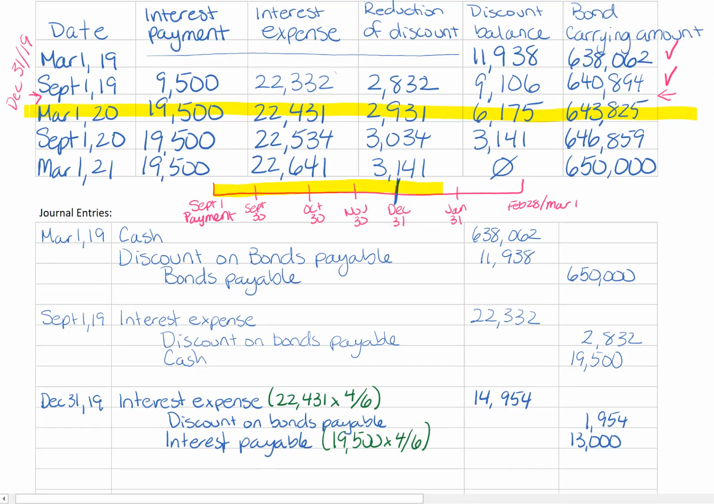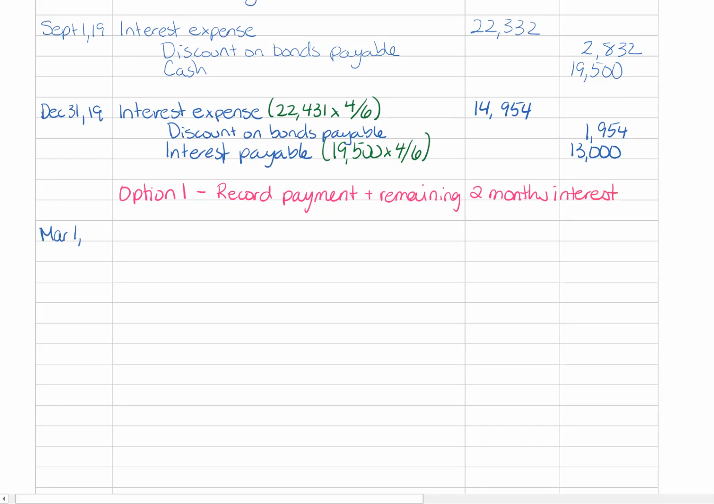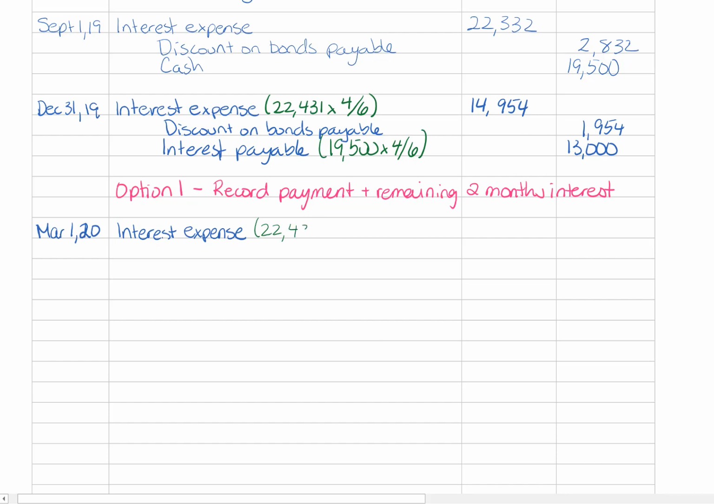And so I'm going to give you 2 ways to do this, and you guys can decide which way you like better. Do you like option 1 better, or do you like option 2 better? And don't worry, these will get you to the exact same place. Option 1 is going to be to record your payment and the remaining 2 months of interest in one journal entry. So we're going to calculate our interest expense as 22,431 times 2 months for the remaining January and February leading up to March 1st and divided by 6 months.